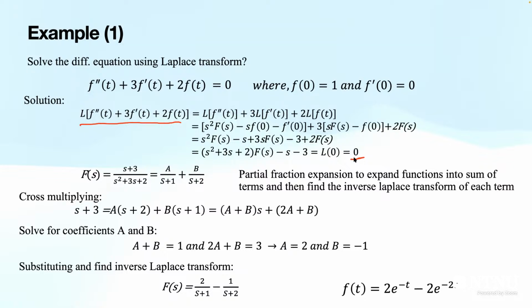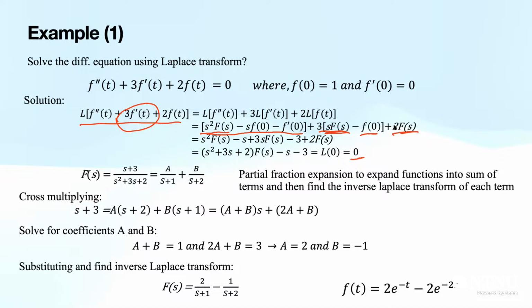So we will take the Laplace transform of the first term, f double dash, which is the second derivative of the function. So it will be s squared F of s minus s multiplied by f of 0 minus f dash of 0. So this part will be the first term. The second term is 3f dash of t, the first derivative, so it will be 3s F of s minus f of 0. This is my initial condition. And the third term will be 2 multiplied by f of t, so it will be 2 multiplied by capital F of s.